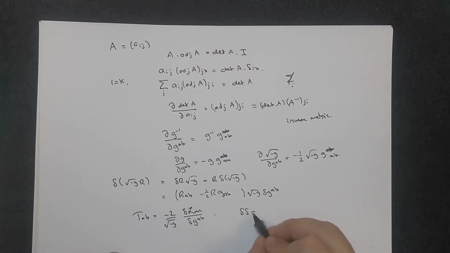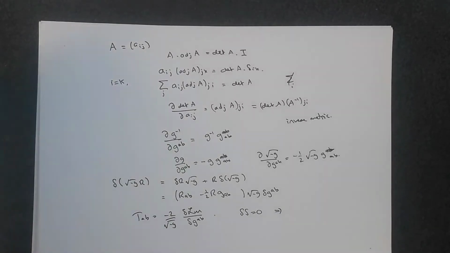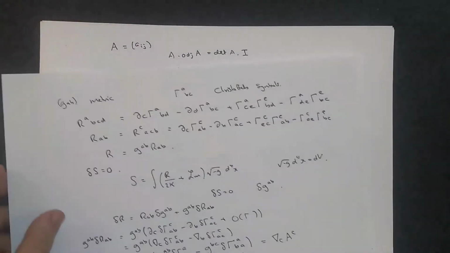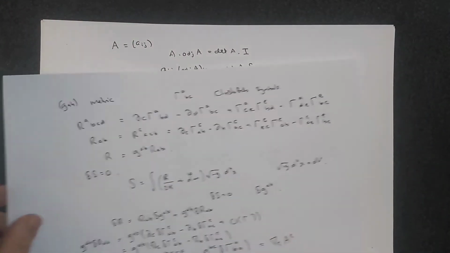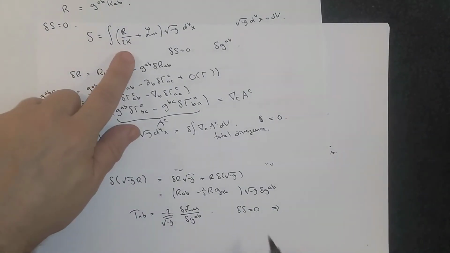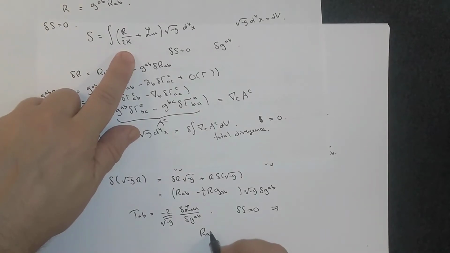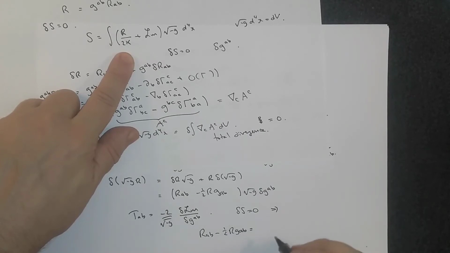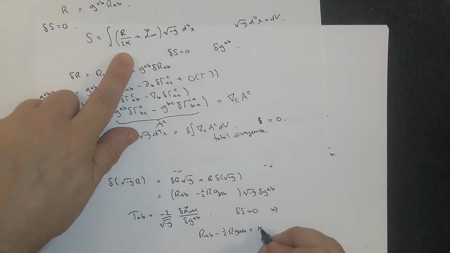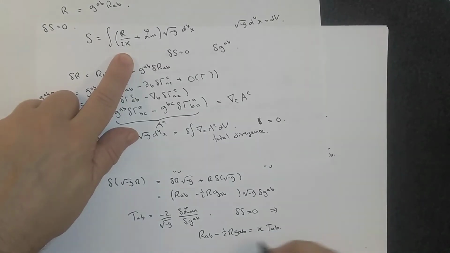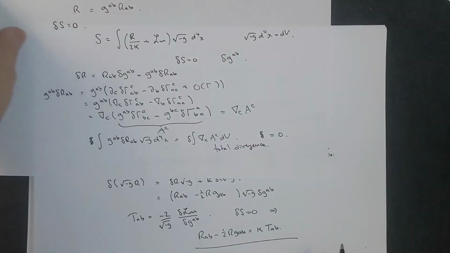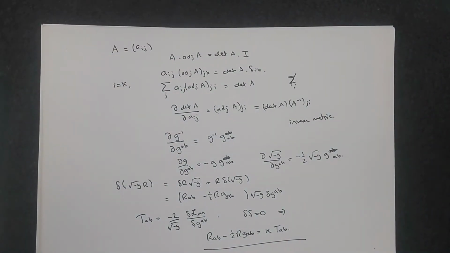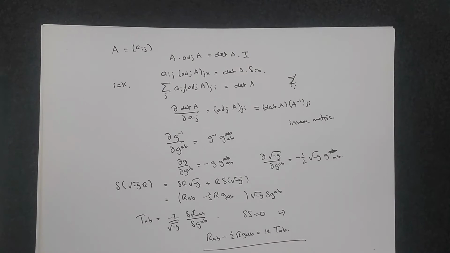Now we define T_AB to be minus 2 over root minus g delta of the matter Lagrangian by d g^AB. Therefore delta S is 0 implies, so that was from there, we get R_AB minus a half R g_AB is equal to kappa T_AB. And those are the Einstein equations if we can determine what kappa is.